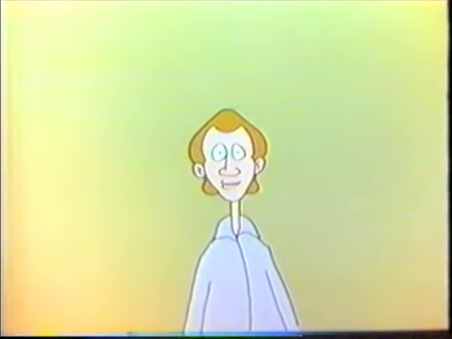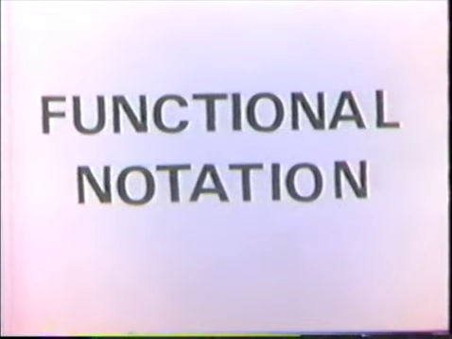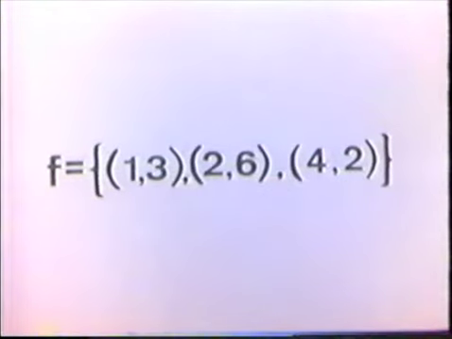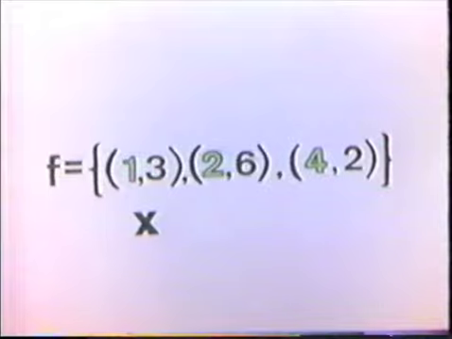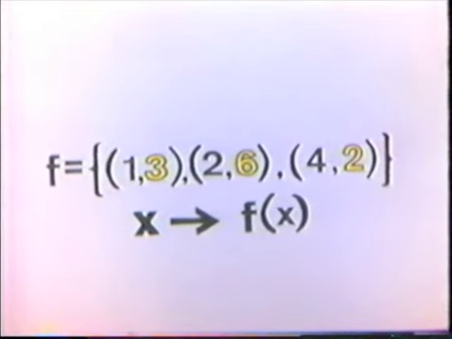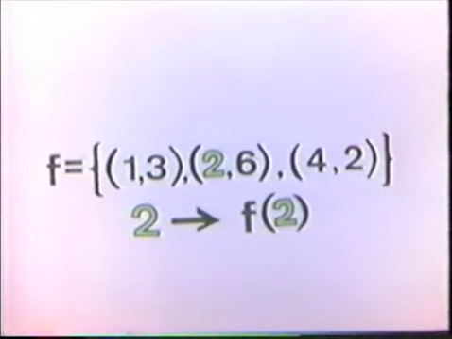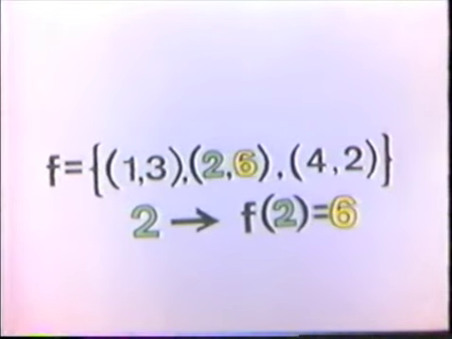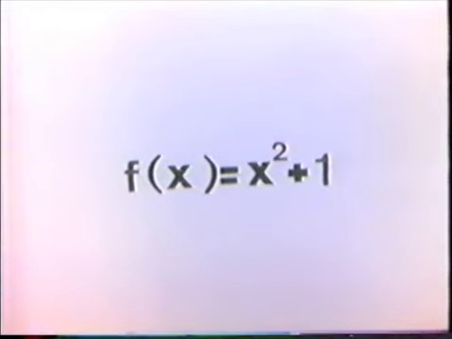Generally, set notation is not used with functions. Instead, we use functional notation. In functional notation, we usually give the function a name, like f. And for any value x in the domain, there is a unique value, f of x, in the range. If we have an element x in the domain, like 2, the f of x stands for the corresponding element, in this case, 6.